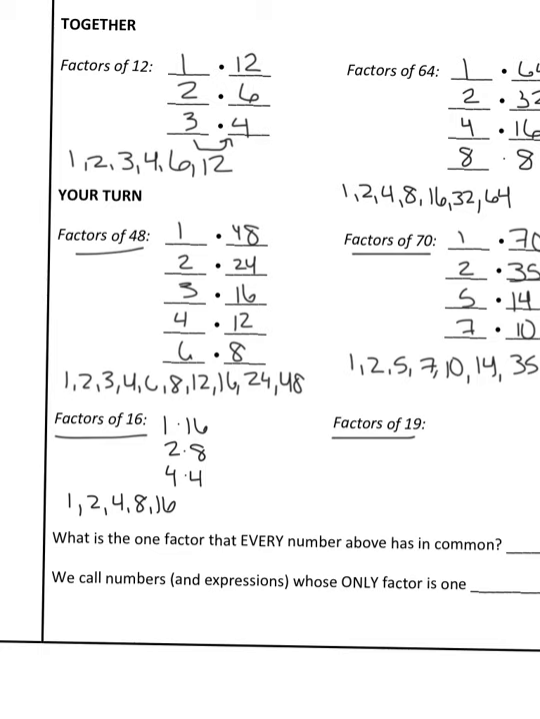And then factors of 19, I have 1 times 19. And are there any others? I do not think so. Those are the only 2 factors of 19, 1 and 19. So, right, 1 and 19.